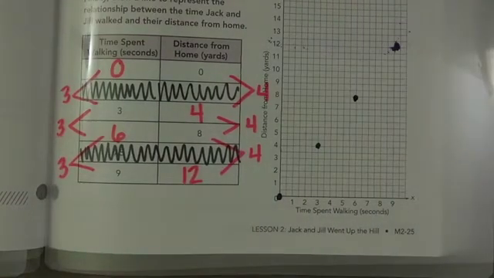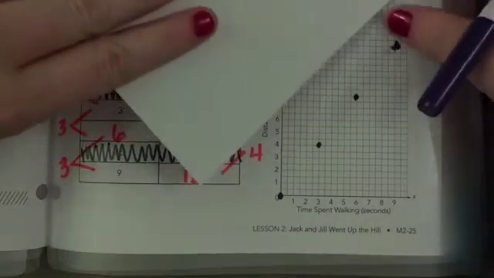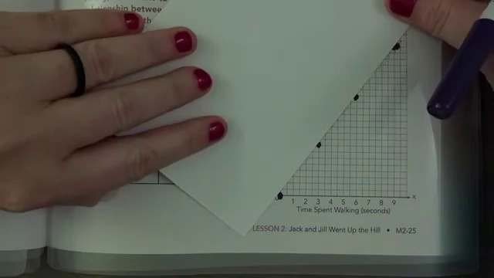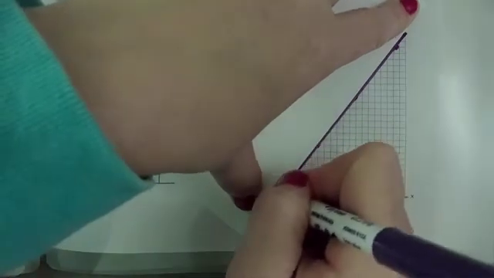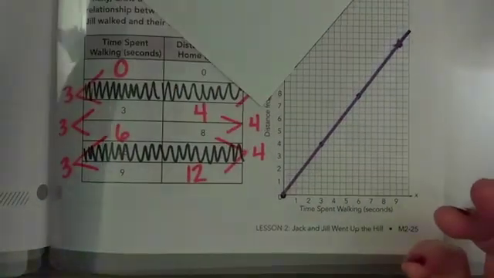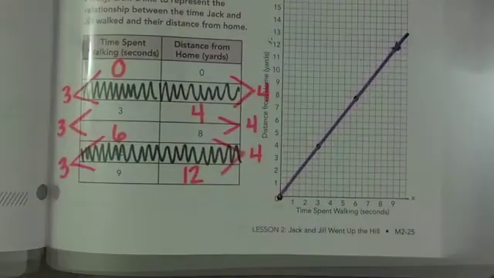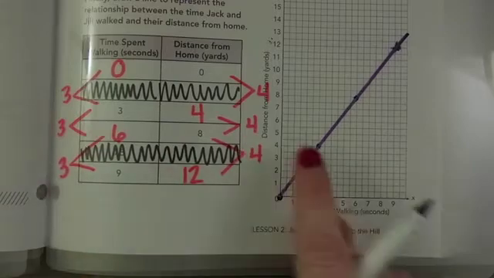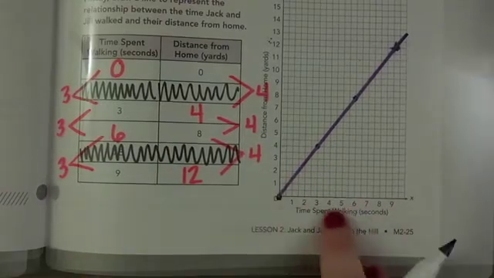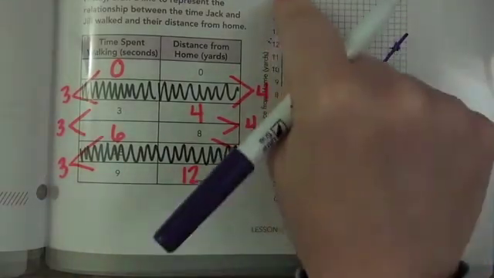Okay, we are going to connect those, so if you have another piece of paper, the edge of a notebook, I just happen to have a note card right next to me, so I'm going to use that note card, and I'm going to draw that line. Okay, so that is what the graph would look like. Remember, time is along the x-axis, distance is along the y-axis.